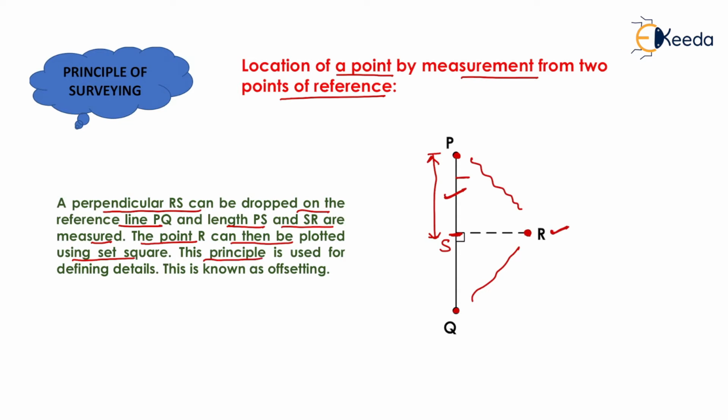This principle is used in defining details and this is known as offsetting. The first method, in which PR and QR are easily measurable, we call chain surveying or the principle of chain surveying. And in this method, when we use the cross staff and plot the offset, then this method is known as offsetting.